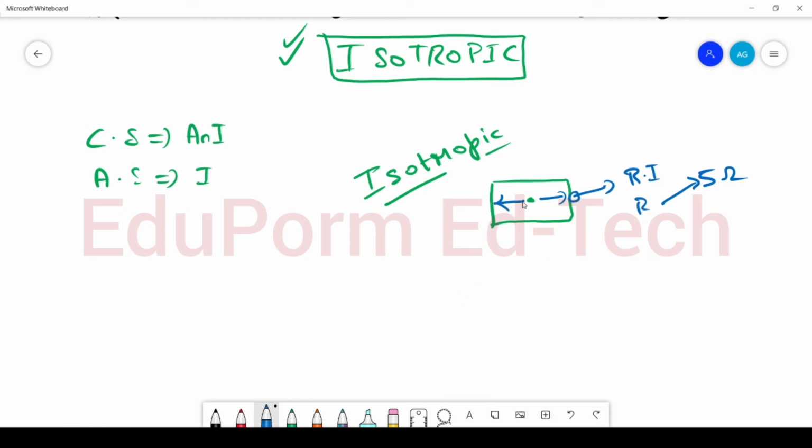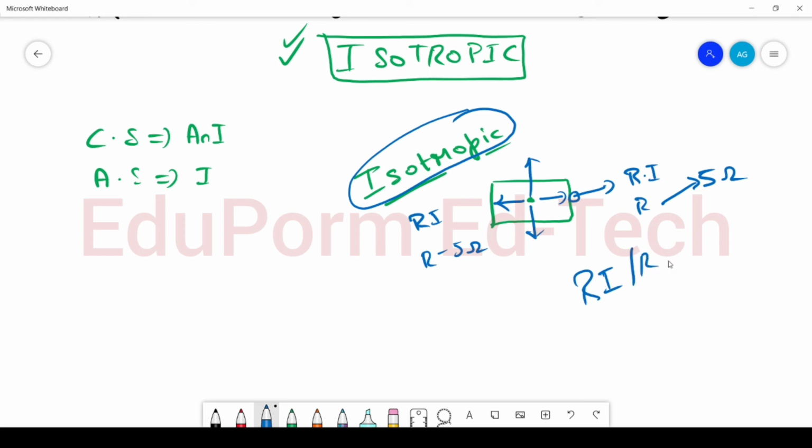Now I am going to this direction. In this direction also the value of refractive index and resistance are found same. The value of resistance, let's say here also it is 5 ohm. Similarly, in this direction the value of resistance and refractive index is same. In this direction it is also same. So the meaning of isotropic is that physical properties such as the refractive index and resistance remain same in all the directions within the crystal. Okay, so in case of amorphous solids, I'm repeating again, we say that the physical property remains same in all the directions.